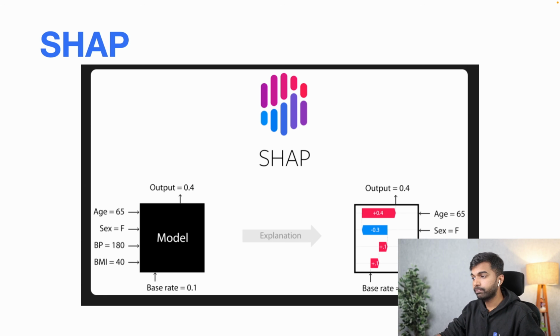So for example, what this explanation is saying is that, let's say for this particular model, if you pass in all zeros, you're going to get the output of 0.1. But when you pass in the BMI of 40, that leads to a plus 0.1 addition in the output. And then the blood pressure of 180 leads to another plus 0.1 prediction in the output. And then the sex female leads to a minus 0.3 prediction.